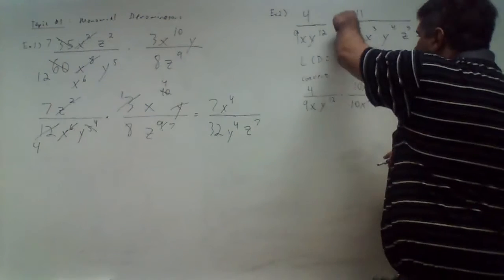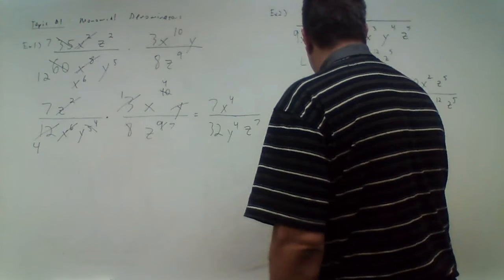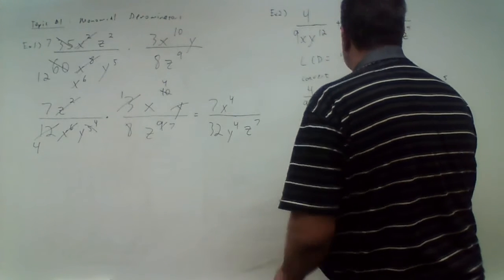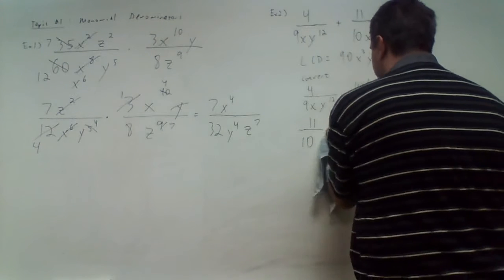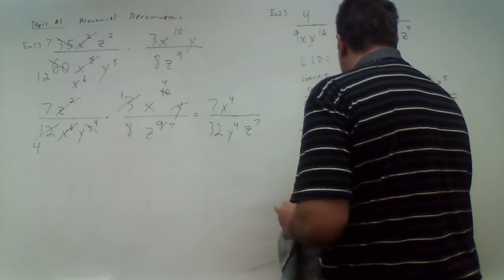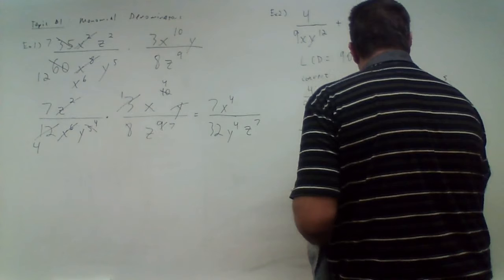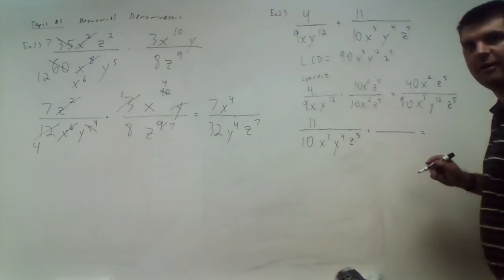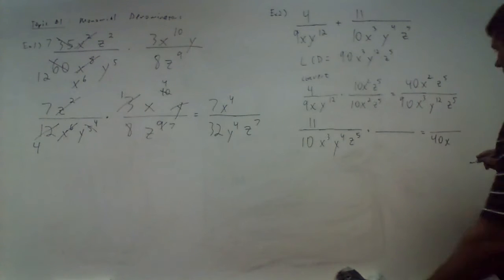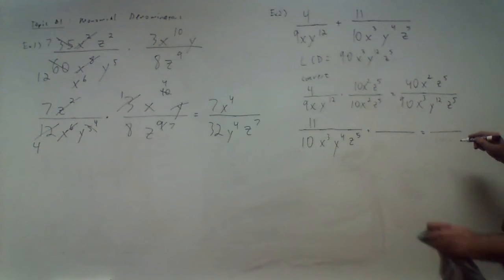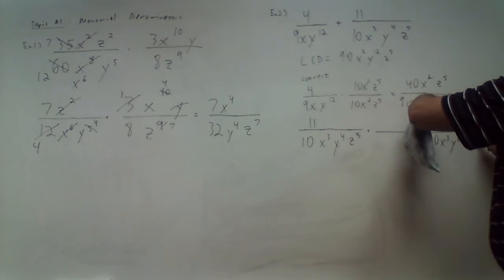Okay, we're going to do the same thing to the other one. 11 over 10 times 11 over 10 x cubed y to the fourth z to the fifth, times, and it's going to need to be a fraction of 40 x squared, the LCD, which is 90 x cubed y to the 12th z to the fifth.